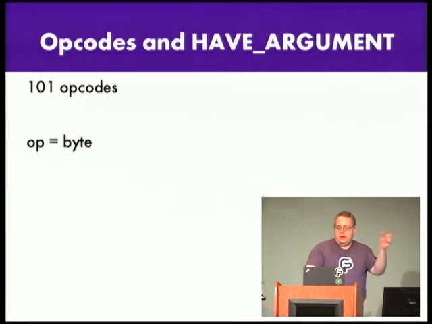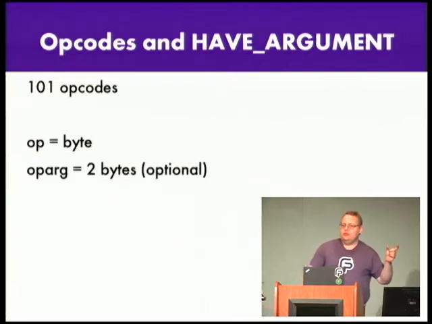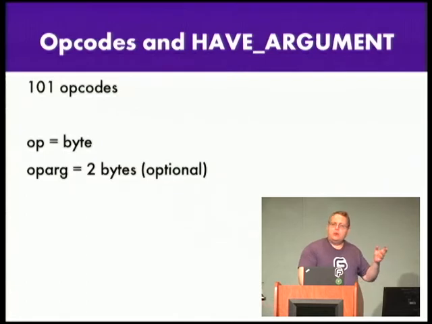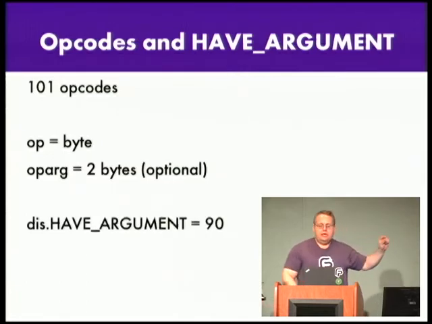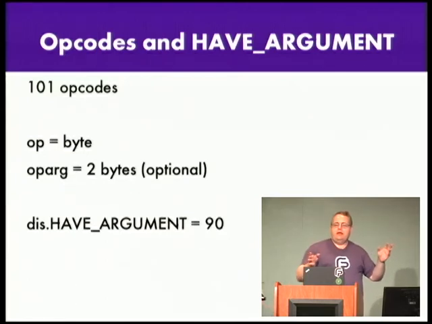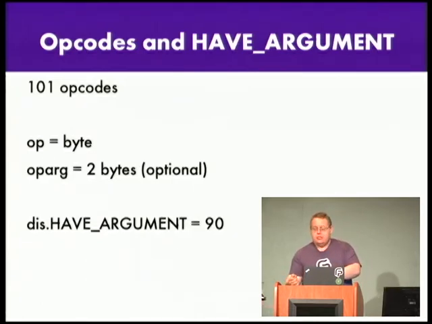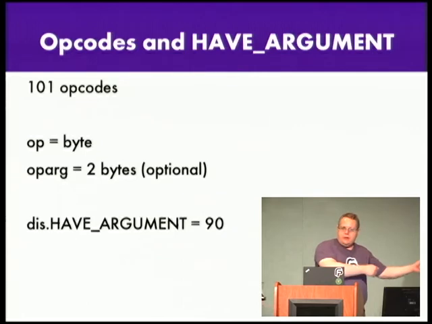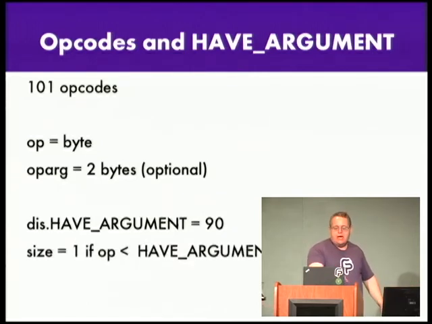Like I said, the opcode itself is a byte, and the argument to an opcode is 2 bytes, and it's optional. How do you tell whether you have an optional argument or not? You look at the number of the opcode itself. There is this magical value. You can get it from the dis module. It's called HAVE_ARGUMENT. If the opcode number is less than that number, it does not have an argument. It does not have an oparg. And if it is equal to or greater than that number, it does. So in other words, the size of an instruction in total is 1 if its opcode is less than 90, and it is 3 if it is 90 or greater.